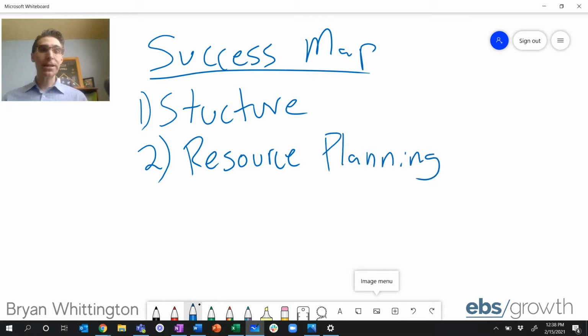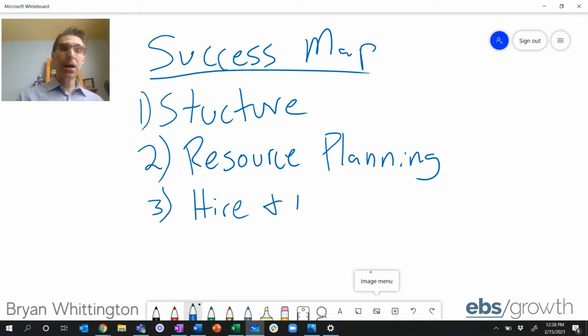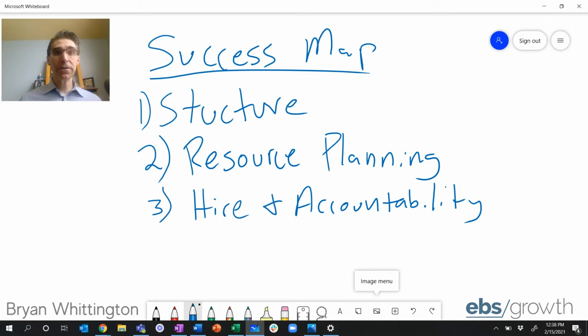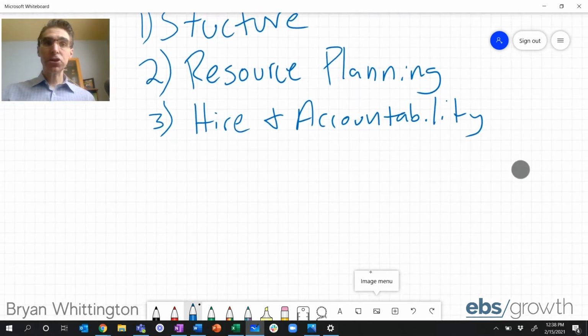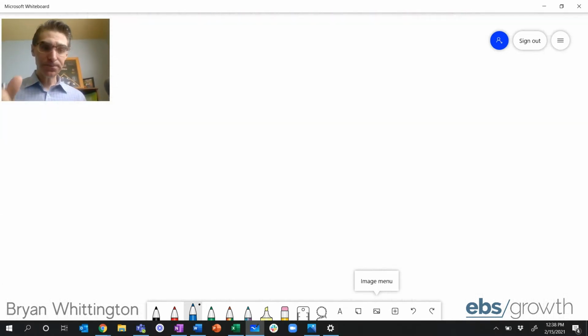And from that resource planning, we can figure out tools, technology, headcount, and all of those things, which then drives us into three. How do we hire and accountability with our team? And that's the beauty of the success map. So let's take a look at structure. So we'll look at structure number one.